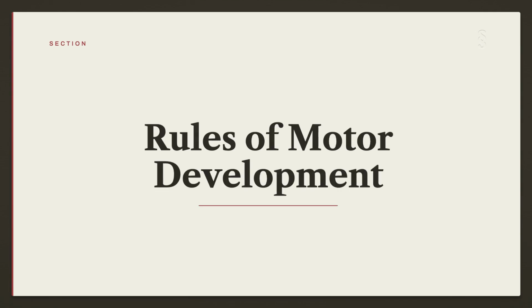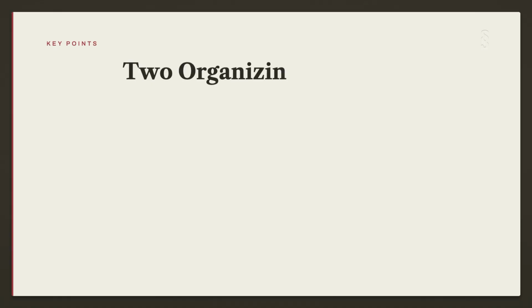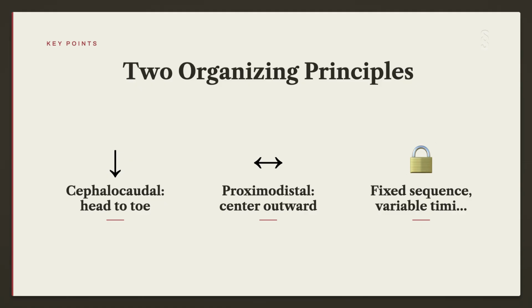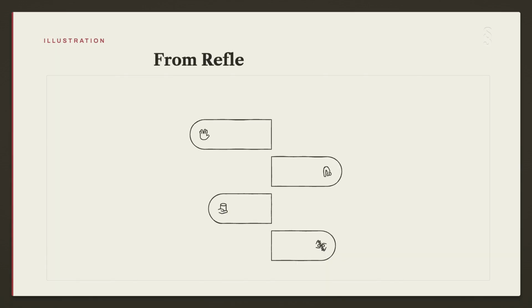Infant development isn't random. It follows two predictable rules that let us pinpoint an infant's age just from what they can do. Development moves cephalocaudal, head to toe, so head control comes before sitting and sitting before walking. It also moves proximodistal, center to periphery, so trunk and shoulder control precede the arm, and the arm precedes fine finger movements. The sequence never changes, even though the exact timing varies between infants.